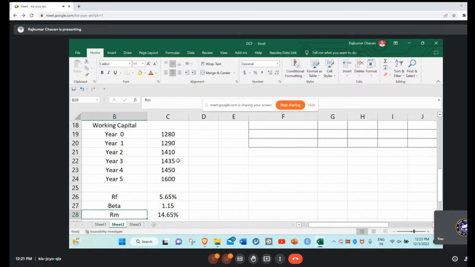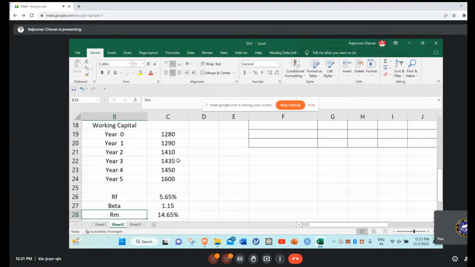Now, all of you concentrate here. At the first year end, the working capital was 1,280. Now it has become how much? 1,290 rupees. Now tell me, from 1,280 to 1,290, has working capital increased or decreased? Increased. So we say it is an increase in working capital, right? Working capital has increased.